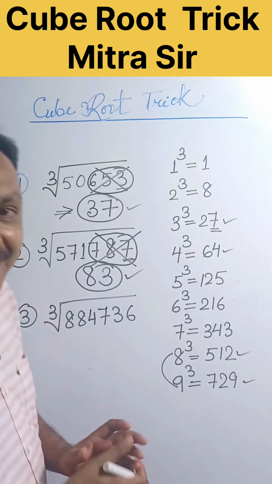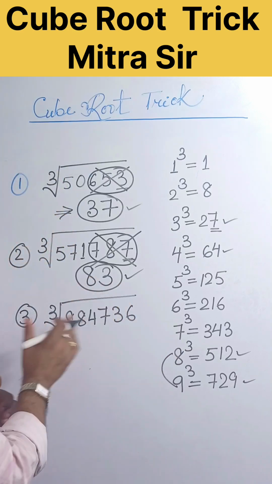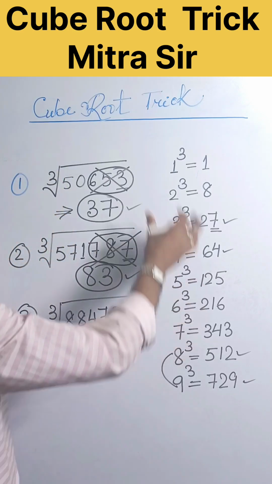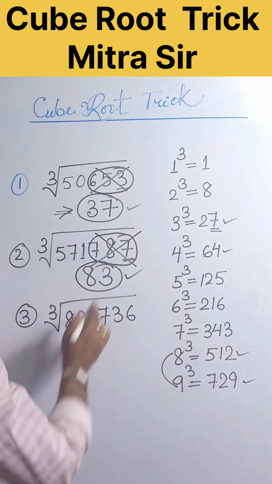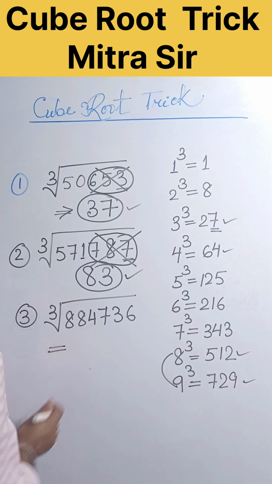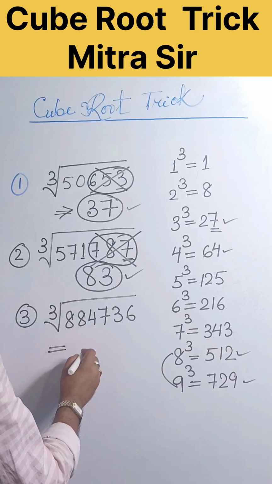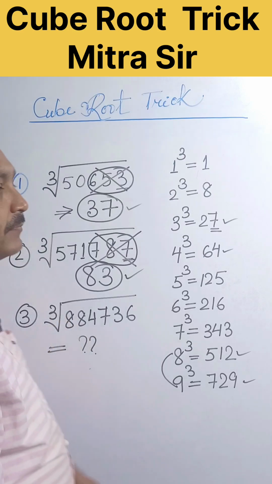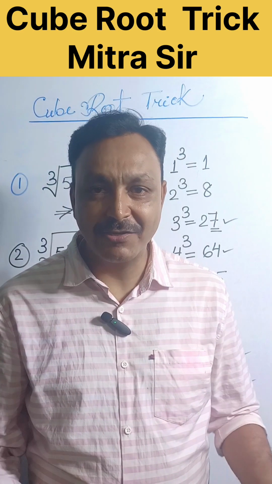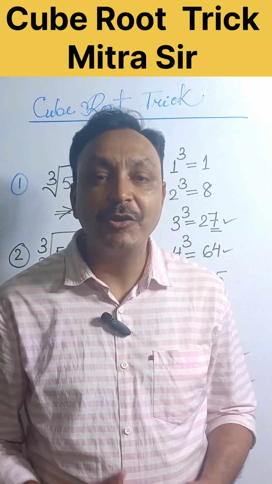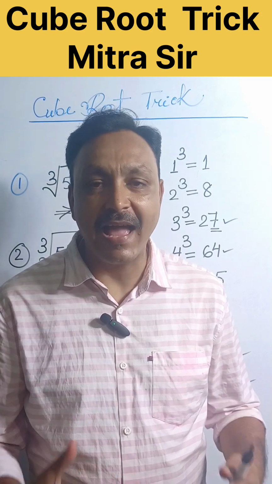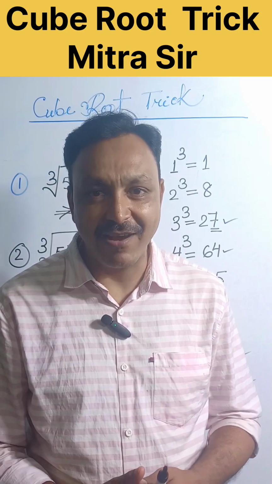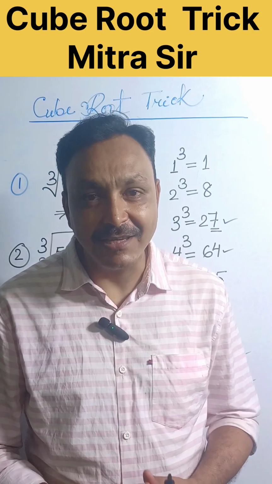So isn't it very easy and simple? I hope you understood. Now similarly, by applying the same rule, you try to do it yourself and write the answer in the comment box. This is for you. So I hope now you understood how to find the cube root of a bigger number with the help of a trick. I hope it's very interesting and easy.